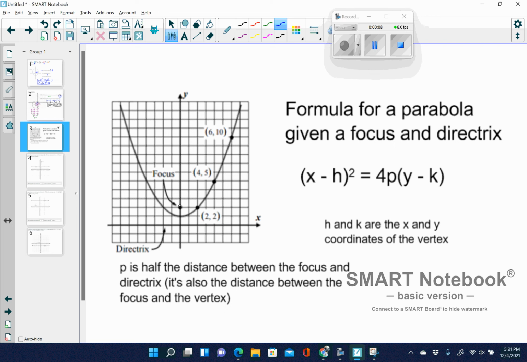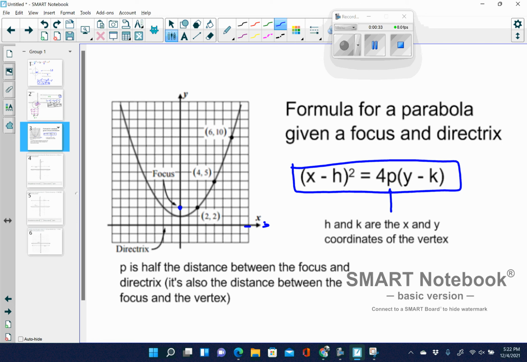A focus is a point, and a directrix is a line. Okay, directrix is a line, a focus is a point. This formula is important for you to note. X minus h and y minus k is very similar to the equation of a circle, which is why we do this right after. So let me just go through a problem with you.